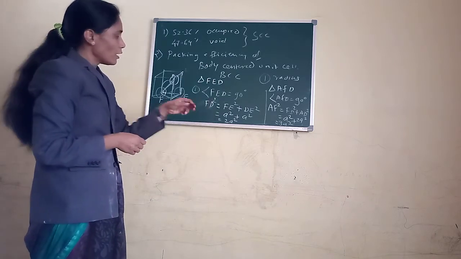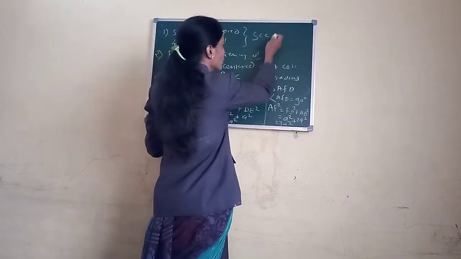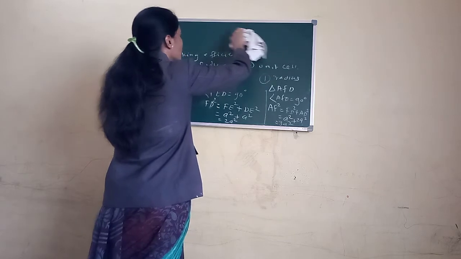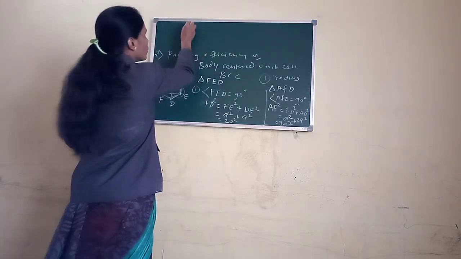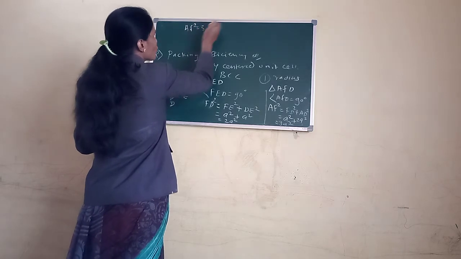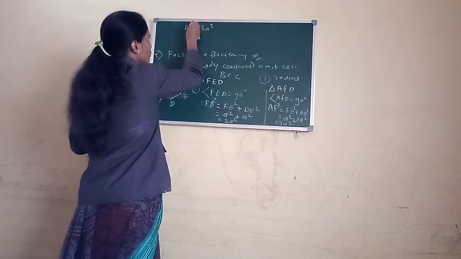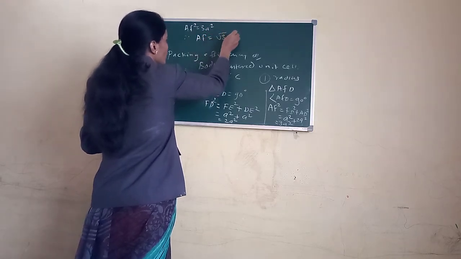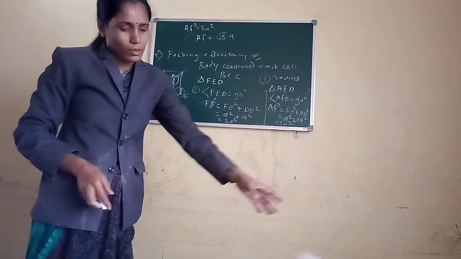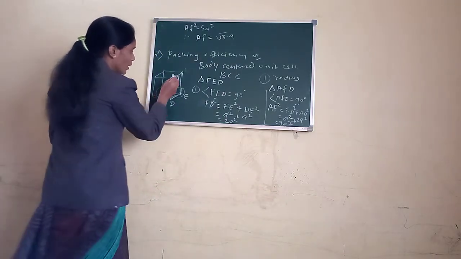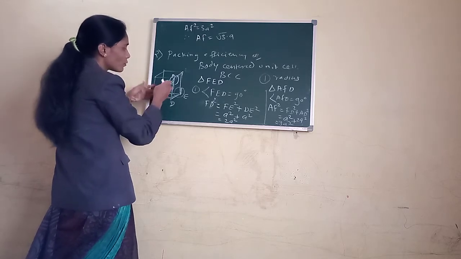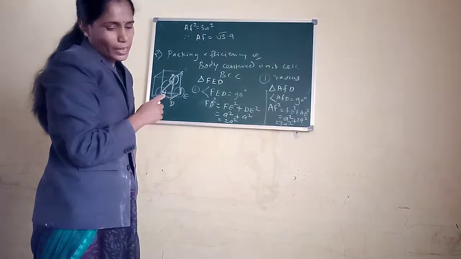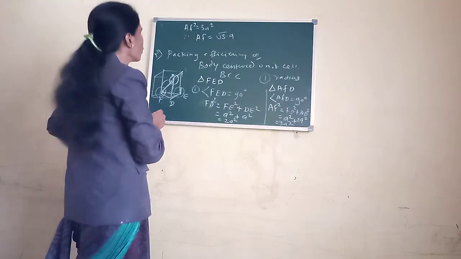Then AF square is equal to thrice A square, therefore taking square root on both sides, AF is equal to under root 3A. Again, from this diagram AF is two times of A, means 4R, that is clear from the diagram. AF is equal to 4R.